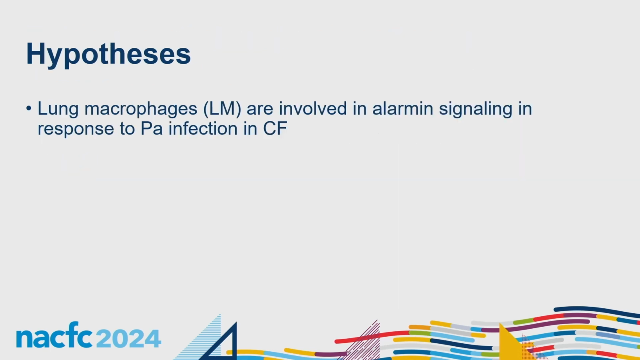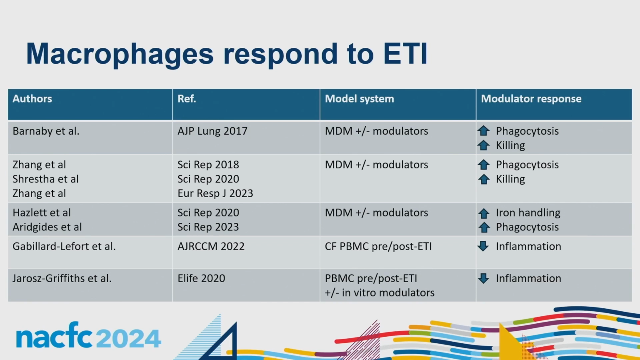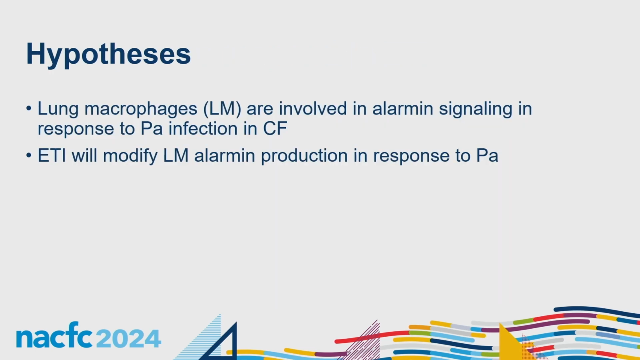So for this work, I hypothesized that CF lung macrophages are involved in alarmin signaling in response to PA infection. And at the same time, we also know that macrophages respond to ETI. It's been shown by our group and others, including some that are in the audience here, that CFTR modulators have a significant effect on how macrophages respond to pathogens.